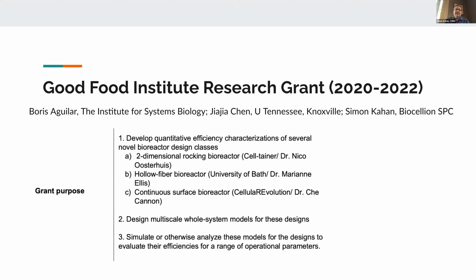So that was the proof of concept. That was this past 6 months of work for our little team, sponsored by Merck. And going forward, we have, in addition to Merck's continued sponsorship, a grant from the Good Food Institute to look at novel designs, not necessarily stirred tanks, but we propose to look at rocking bioreactors, hollow fiber bioreactors, continuous surface bioreactors, and see how our pipeline needs to change for those. See how well we can characterize what determines their performance and efficiency. Do our best to design some multi-scale models similar to this one, and see what we can do to analyze the designs through our models.